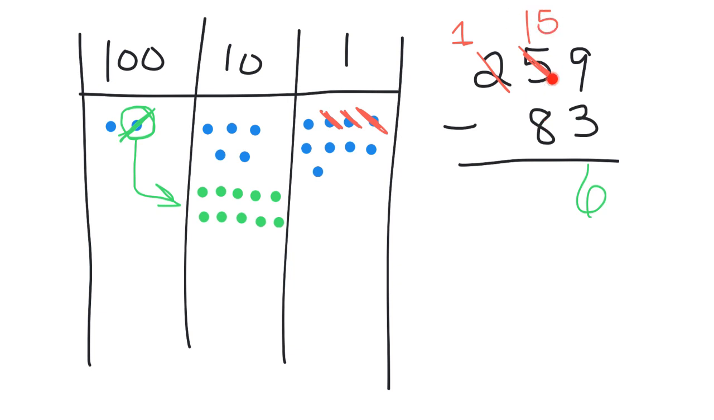And now I have enough tens to cross off 8 tens. I have 15 tens, cross off 8. 1, 2, 3, 4, 5, 6, 7, 8. And I can see that I have 7 tens left over. Then in my algorithm it says I have 100. Take away nothing. So that means I'm left with just a single 100. And so my answer is 176.